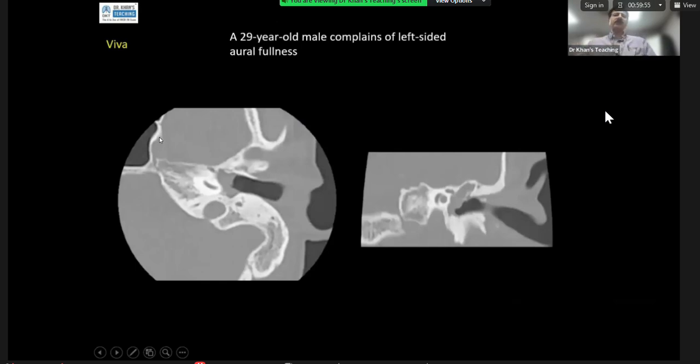Just describe it for me. This is a case of cholesteatoma, but can you just describe it? Candidate 3.